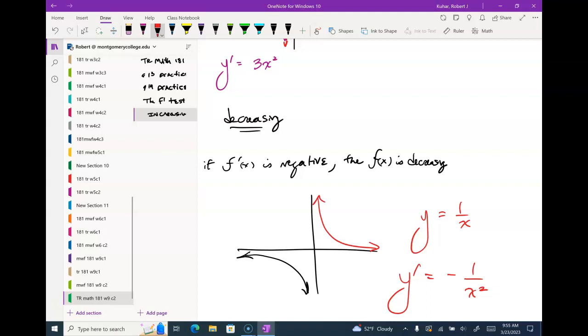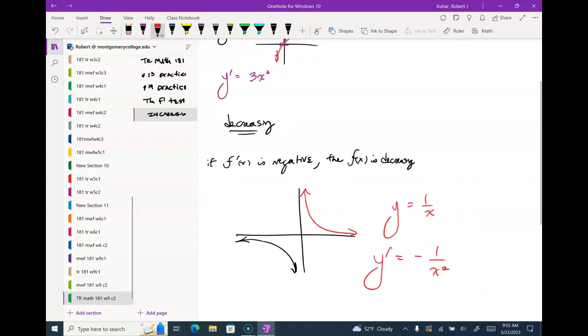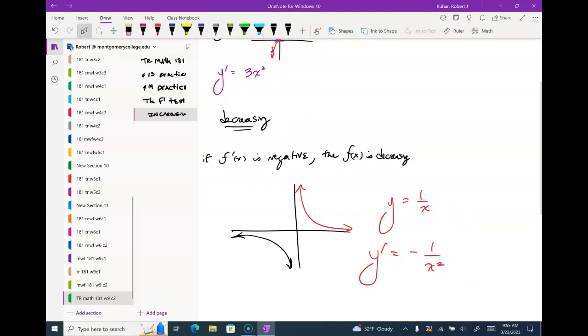What's the critical value of the derivative? 0. But does 0 exist on the graph? When x is 0, is there a point on the graph? No, so that critical value is useless. There's no point on the graph there, right? So we've talked about increasing, decreasing. We need to talk about the local mins and maxes, right?